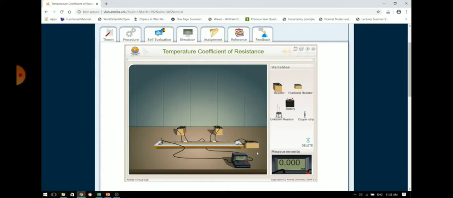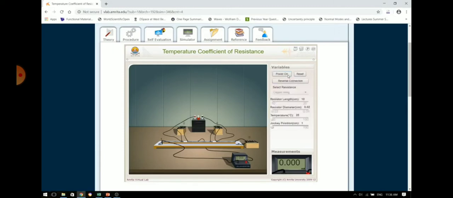Then you choose a battery and connect it to the circuit. Click on the battery and drag it to the circuit. Now the battery is connected, and your circuit is completed. Now you press the continue button, then the circuit will be activated and will start.